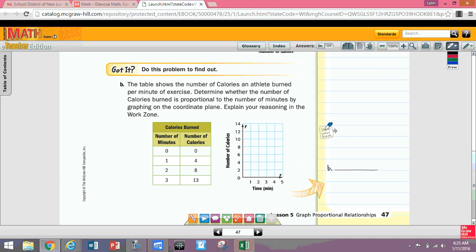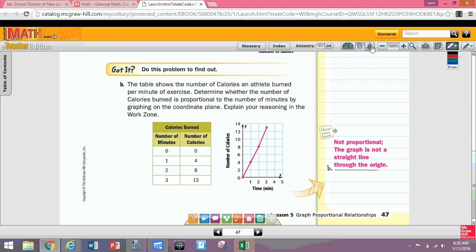Okay, so it says the table shows the number of calories an athlete burned per minute of exercise. Determine whether the number of calories burned is proportional to the number of minutes by graphing it on the coordinate plane. Explain your reasoning in the work zone. Well, if you did that, you would have a line that looks similar to this. Okay? And this is not proportional. It's not proportional because it is not a straight line. It does pass through the origin, but it's not straight. It kind of curves. So that then makes it non-proportional.